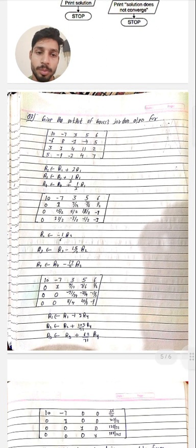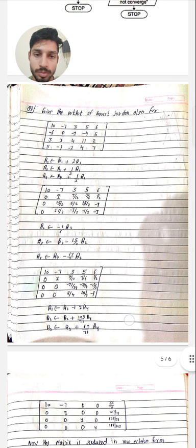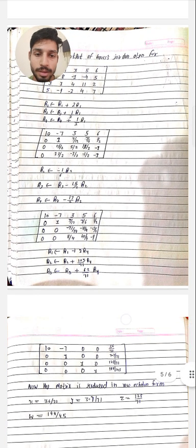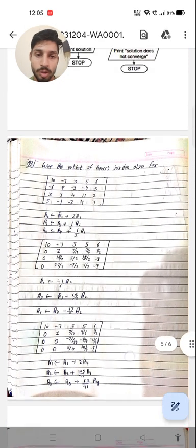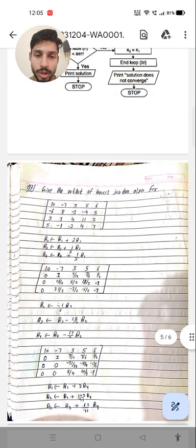Give the output of Gauss-Jordan algorithm for this matrix. So here is the matrix. First of all, let's see what is Gauss-Jordan algorithm. In the Gauss-Jordan algorithm, we have to make all the rows as 0 and eventually get the solution of the variables.